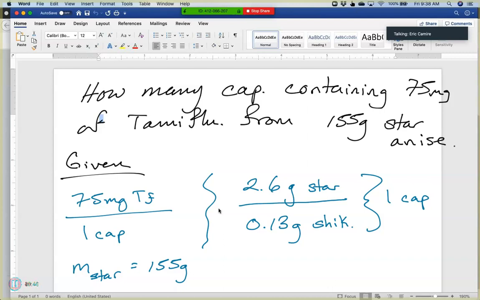So that's a lot of information. What I want to do is identify what I'm starting with and where I need to go. How many capsules? So I'm starting with this amount, and I need to get to number of capsules. I'm looking here, and this might actually be unnecessary information, but we'll find out if we need it.